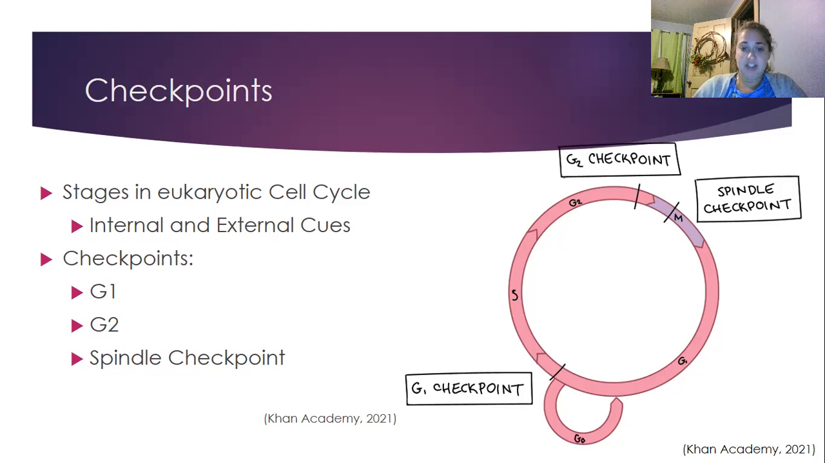At each checkpoint, they check for specific internal and external factors. Again, this picture to the right is just showing where each of these checkpoints occur during the cell cycle.